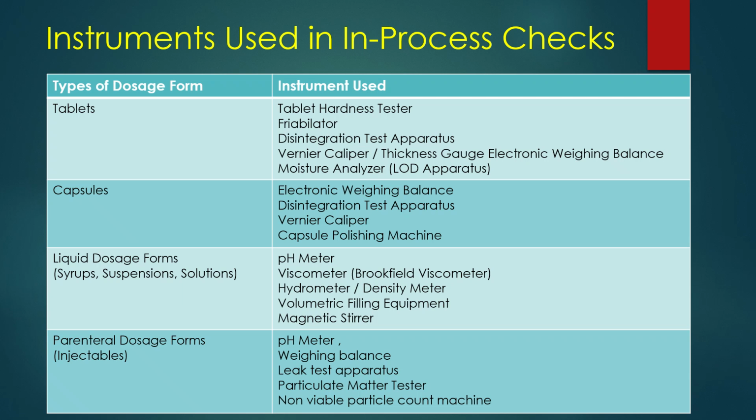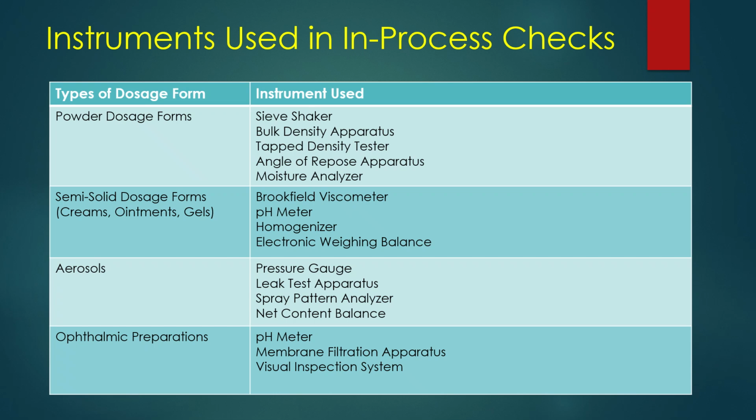The table below highlights the instruments commonly used during in-process checks of tablets, capsules, liquid dosage forms, and parenteral dosage forms. Different instruments used for in-process checks of powder dosage form, semi-solid dosage forms, aerosols, and ophthalmic preparations are mentioned in the given table.